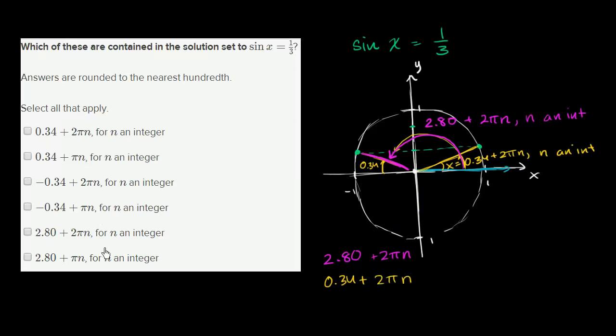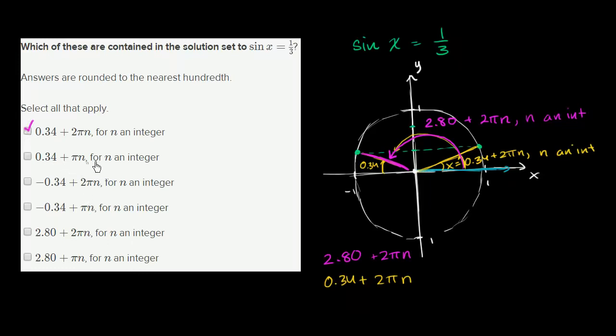So let's see which of these are at least a subset of this. So we look at 0.34 plus 2 pi n, where n is an integer. Well, that's exactly what we wrote over here. So that's 0.34. If n is a positive integer, we'll go around this way, and we keep getting back to the same point. If it's a negative integer, we go around that way. We keep getting to the same point. But that's definitely in the solution set.